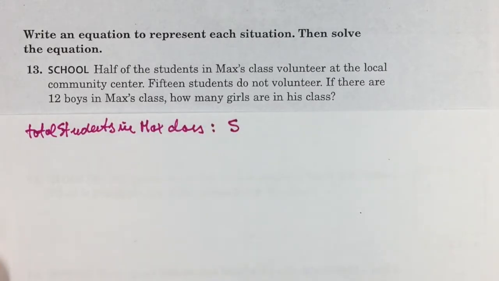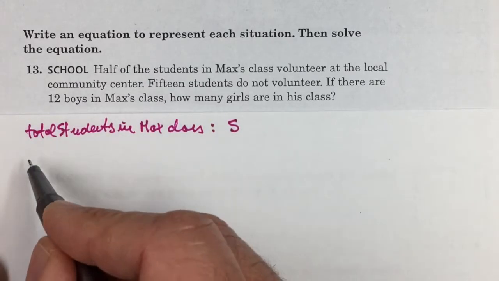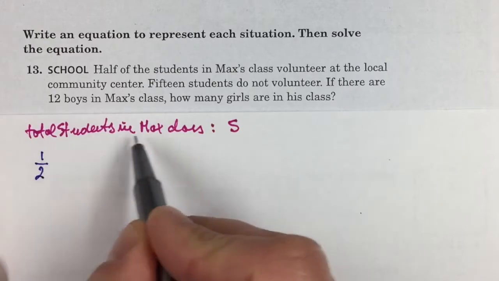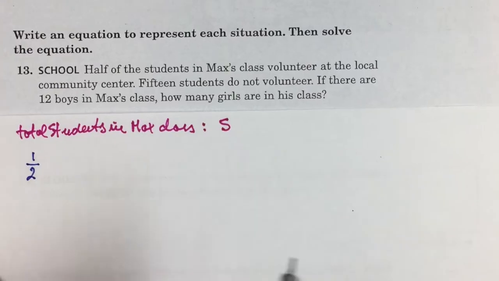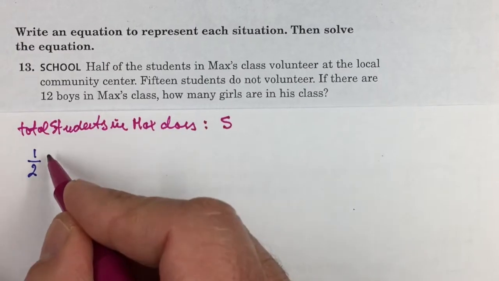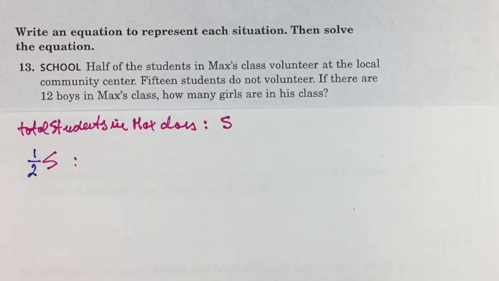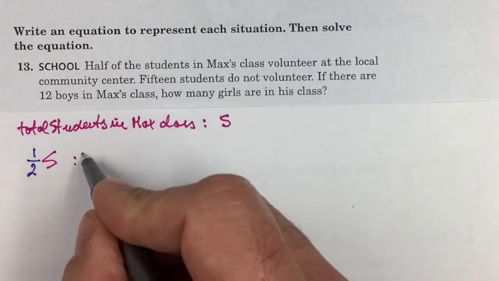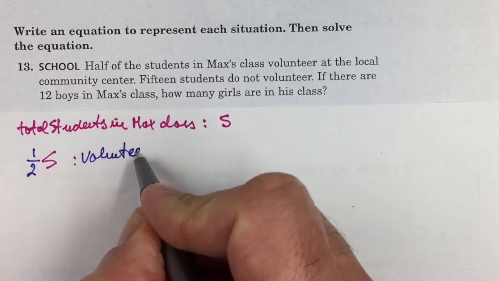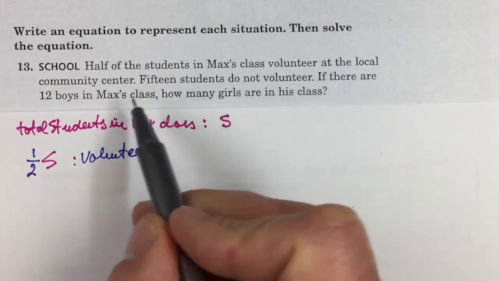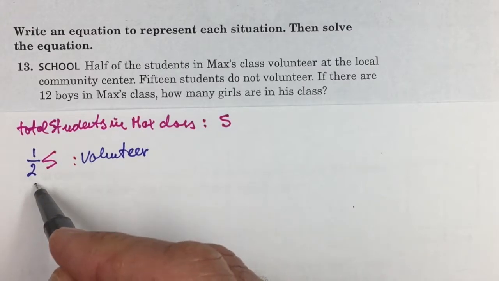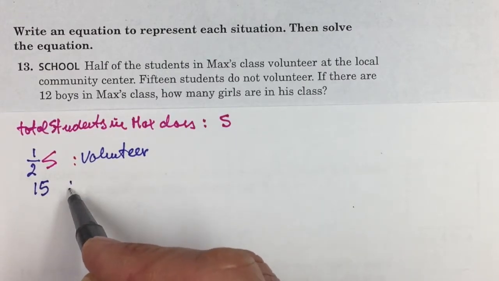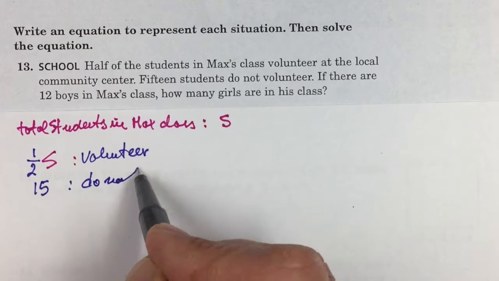Okay? Now, what it says there, that half of the students volunteer. So, volunteer, 1/2 of the total students in my class, 1/2 of s, volunteer. So I'm going to write 1/2 of s, they volunteer. I'm going to write here volunteer. Okay? Very good. 15 students do not volunteer.